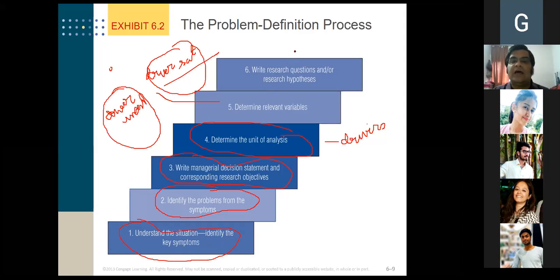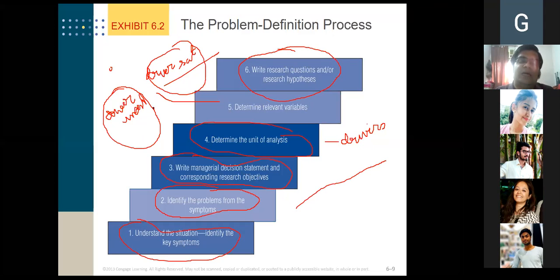And then write the research question. Now can I write a research question? So what will be my research question? Whether the drivers are satisfied with the driver benefits. So that is my research question. What will be my research hypothesis? My research hypothesis is, if the driver incentive is increased, does the driver satisfaction increase? That is my research hypothesis. Is this clear?